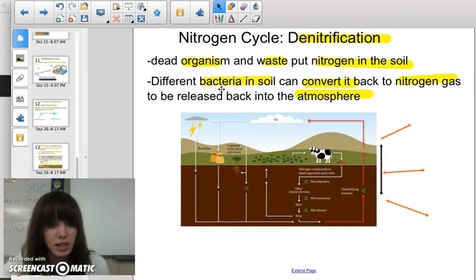Now the opposite can happen too, through this process of denitrification. So it's the opposite of nitrogen fixation. And this happens because bacteria decompose dead organisms in the soil, and it converts that nitrate and ammonia back into nitrogen gas and puts it back in the atmosphere as N2 gas, nitrogen gas.